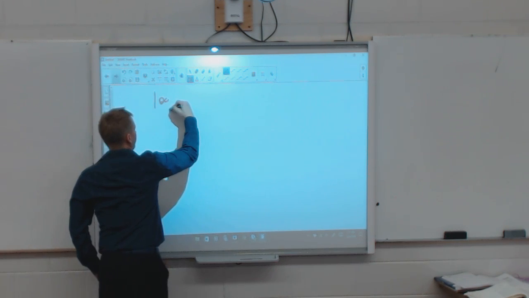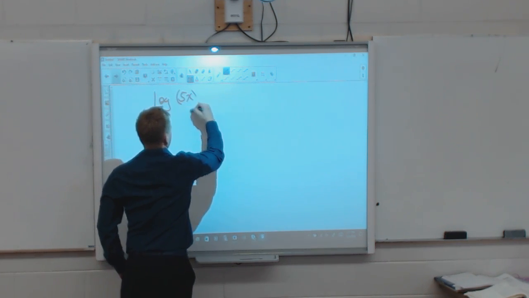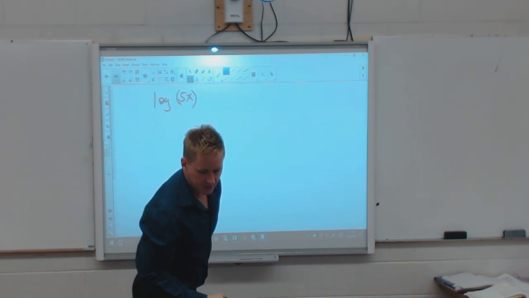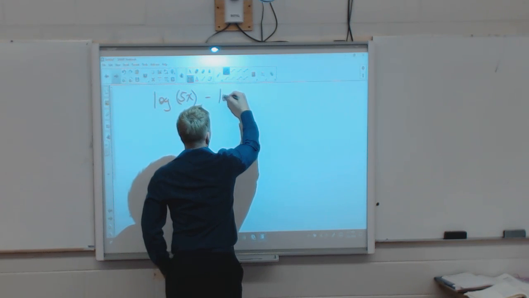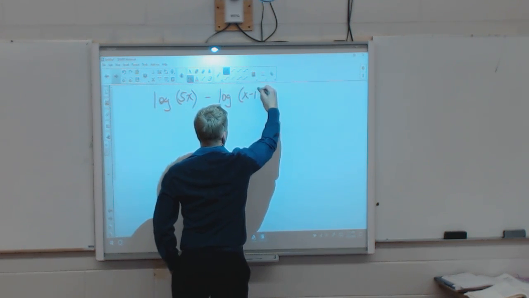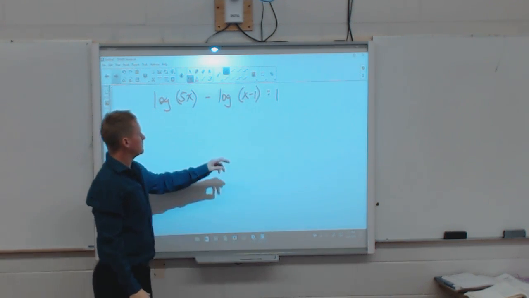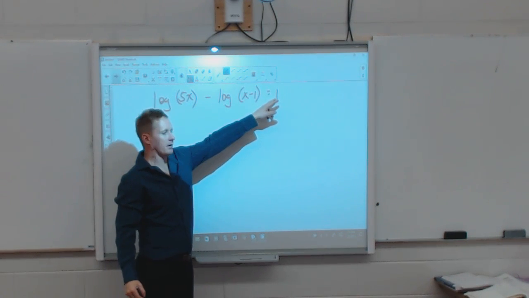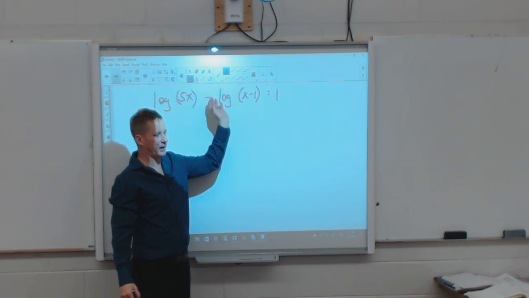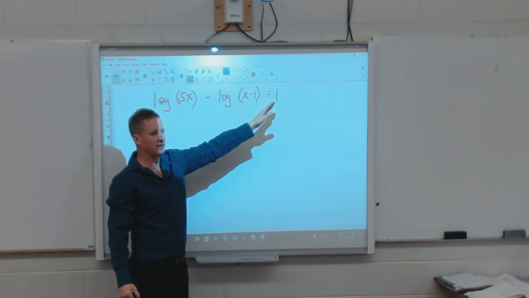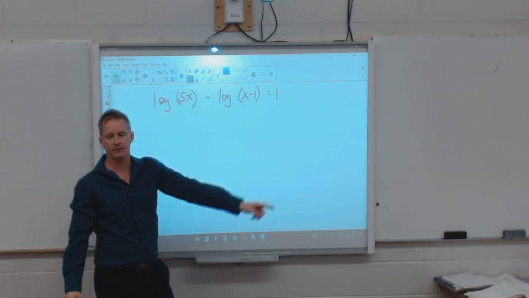Okay, so I have the log of 5x. What's the base here? 10, that's right. So minus log of x minus 1, and that's equal to 1. The difference being, Emily, is this right here. If it was equal to 0 and I could just have them on both sides, then absolutely you can do that. Okay? But that value changes everything for us.